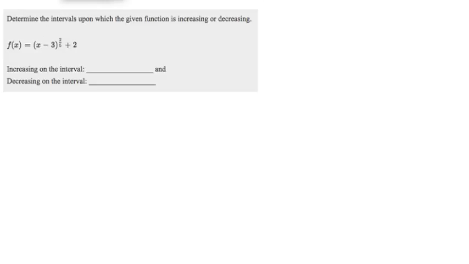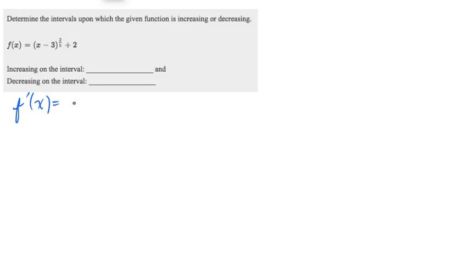All right, in this problem we want to determine the intervals on which this function f of x equal to (x minus 3) to the 2/5 power plus 2 is increasing and decreasing. So a function can change from increasing to decreasing or vice versa at its critical points. So the first thing we're going to do is find the derivative and then find the critical points.